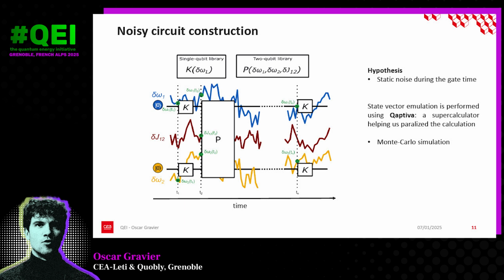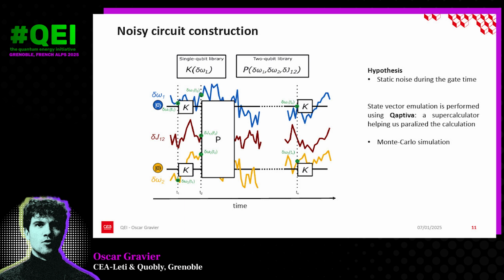So at each time step of your quantum circuit, we make the hypothesis that the noise is static during the gate time. So we just have to look at the value of the deviation to the ideal one, access the single-qubit library, get the noisy gate representation, and replace each gate by its noisy unitary matrix. Then, when the circuit is full, we can do state vector emulation. To do so, we use Captiva, which is a supercomputer that helps us parallelize the calculation and speed up the process. And we do Monte Carlo simulation.